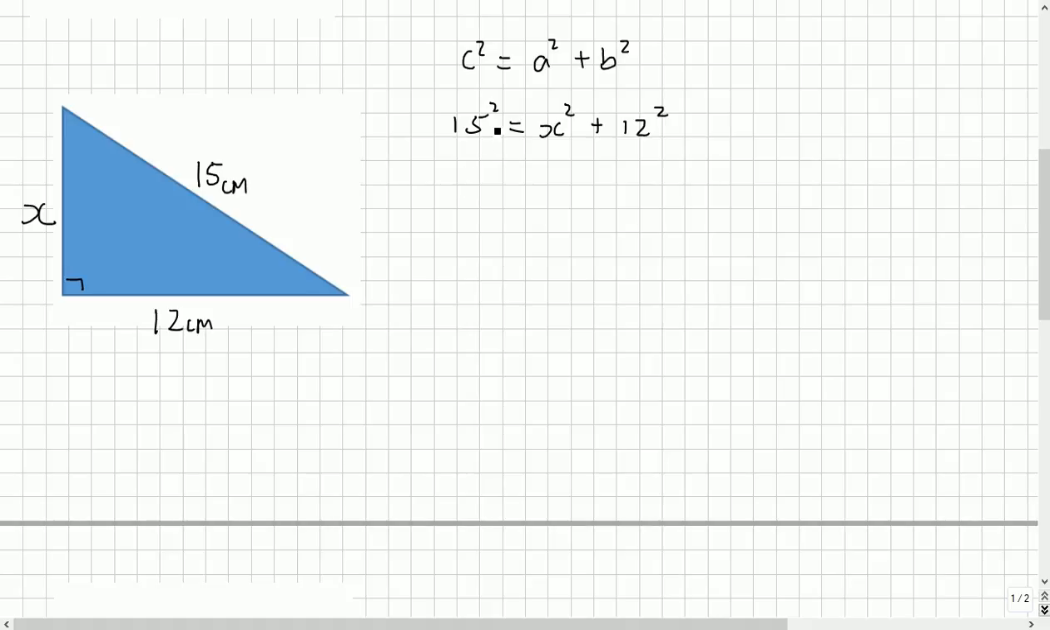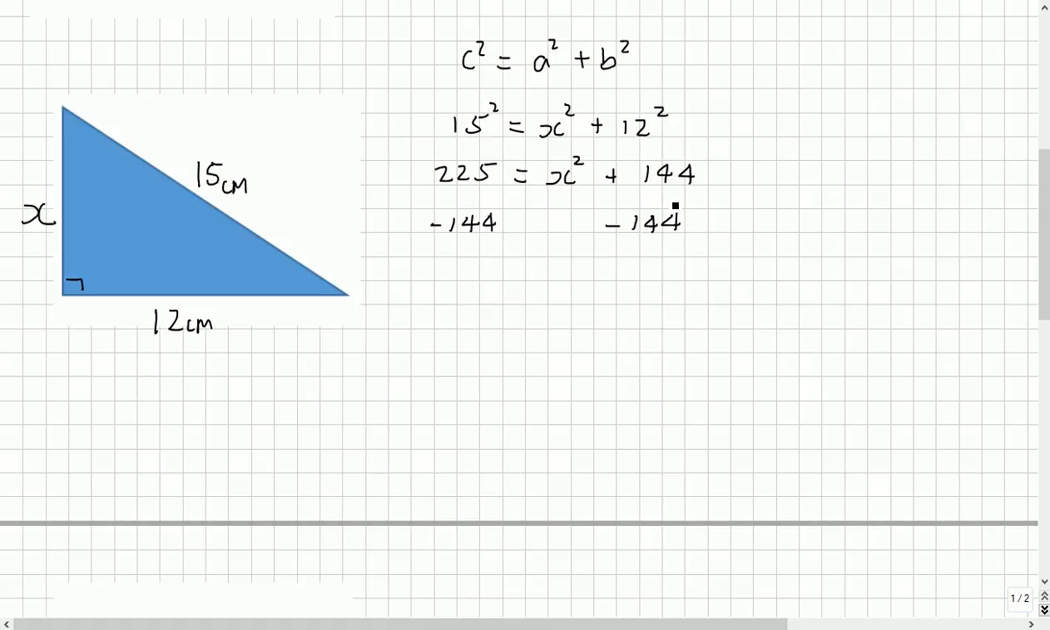So squaring 15, you can do it on a calculator if you like. It's going to give you 225, x squared, that's what we're trying to find, and 12 squared, 144. We want x on its own, so to get x on its own we're going to have to get rid of this plus 144 from the right hand side. To do that, we will subtract 144 from both sides. Don't forget it's an equation. Sorry, minus 144 from both sides.